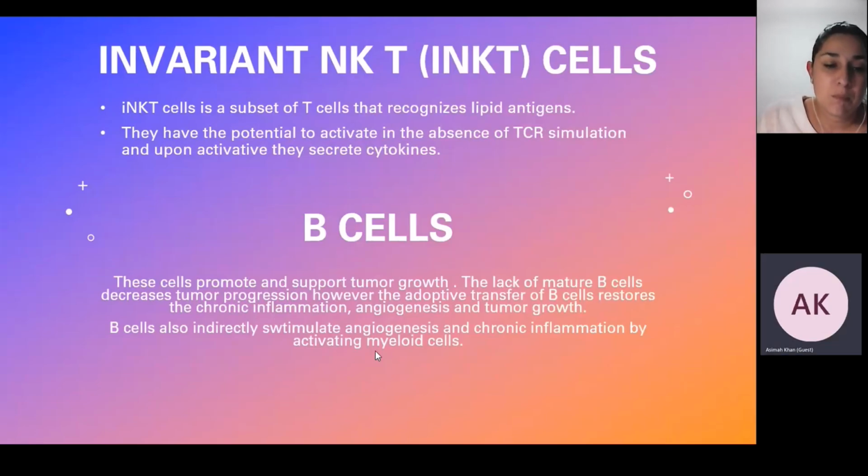B cells, these cells promote and support tumor growth. Studies show that the lack of these cells decreases tumor progression. However, the adoptive transfer of B cells restores the chronic inflammation, angiogenesis, and tumor growth. B cells also indirectly stimulate angiogenesis and chronic inflammation by activating myeloid cells. So normally these cells are interlinked with each other.